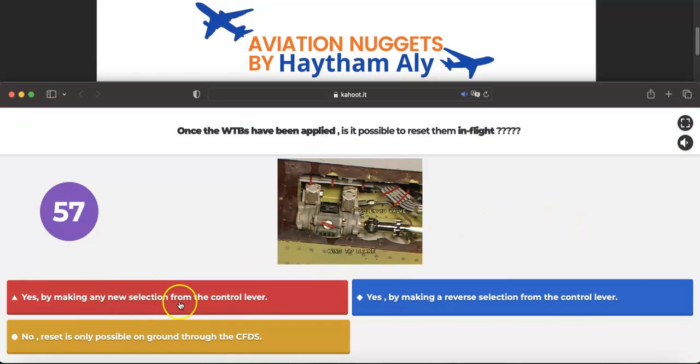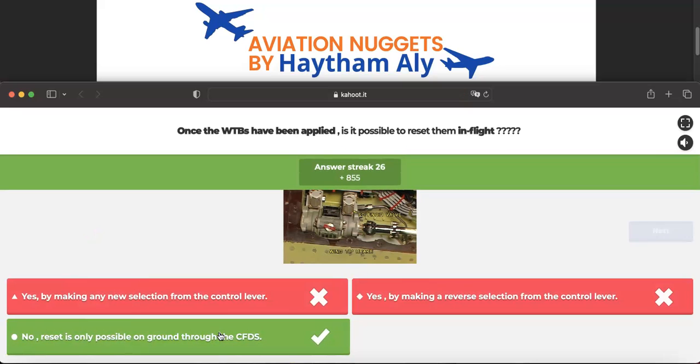Yes, by making any new selection from the control lever. Yes, by making a reverse selection from the control lever. No, reset is only possible on ground through the centralized fault display system. The right answer is no, reset is only possible on ground through the CFDS.